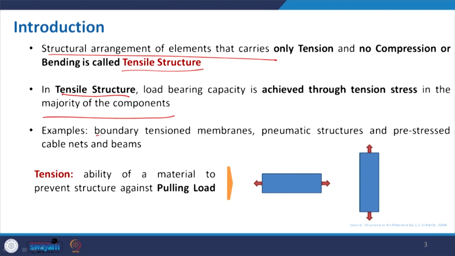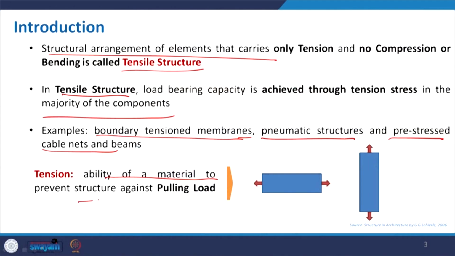Examples of this are tension membranes, and tensile fabric structures as an alternative. The pneumatic structure we discussed earlier is also considered a tensile structure. Then you have pre-stressed cable nets or beams. The cable net structure is normally used for making the roof of a stadium, where you use the membrane to make the structure light, supported with the cable nets and the cable beam.